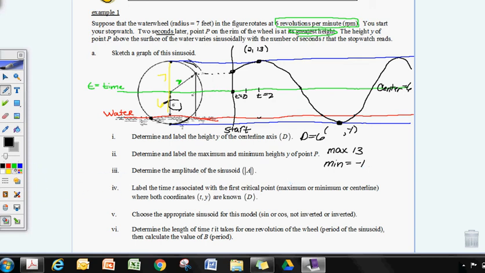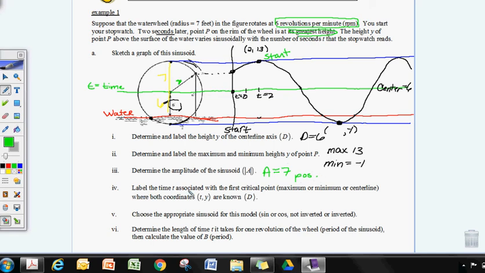Now, amplitude. Amplitude is just how high, how low this wheel goes. My amplitude is 7, and this would be considered the start of my wave, because I don't start anything here, so the top of it. So I know that it would be positive.